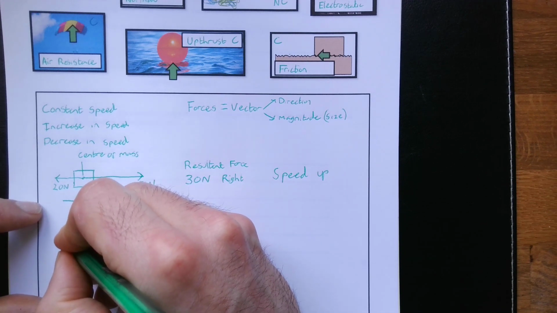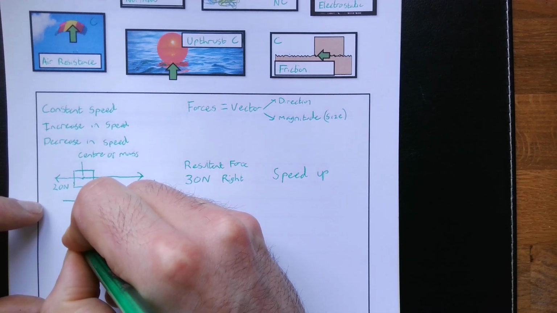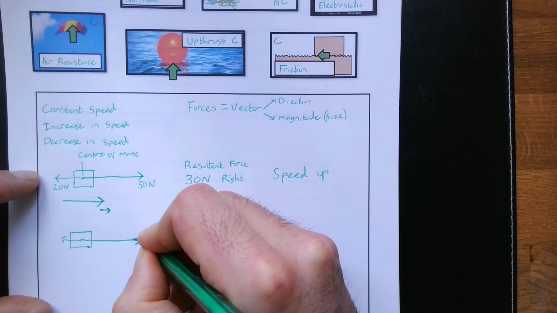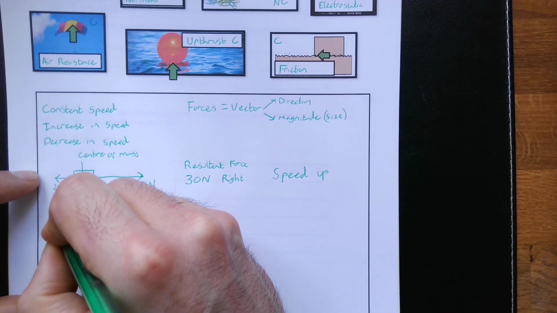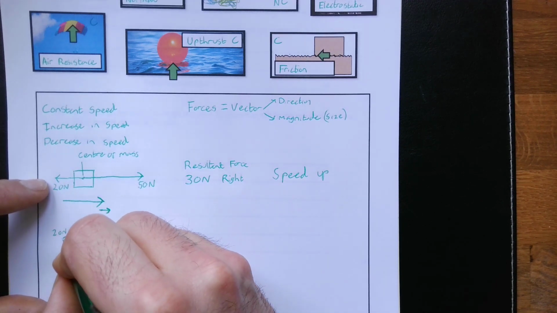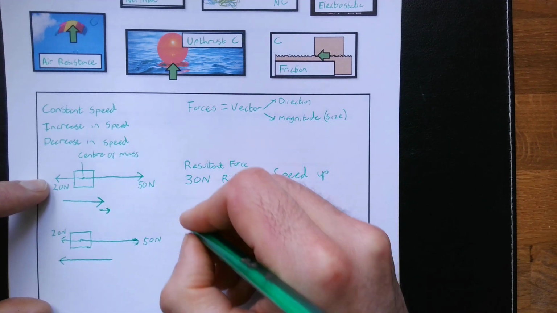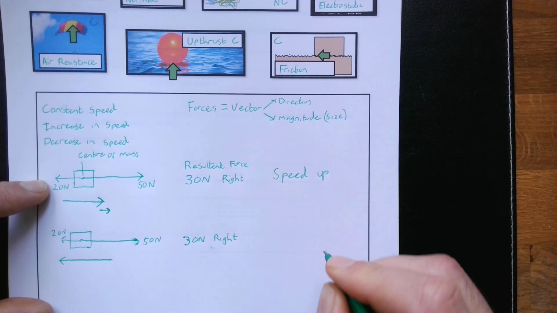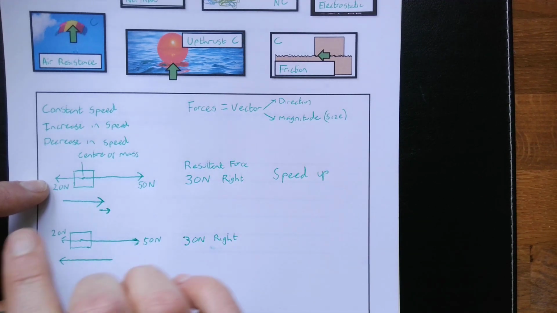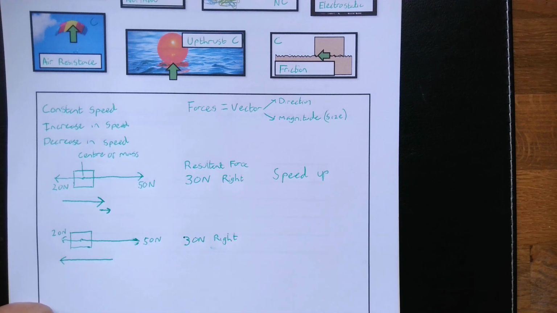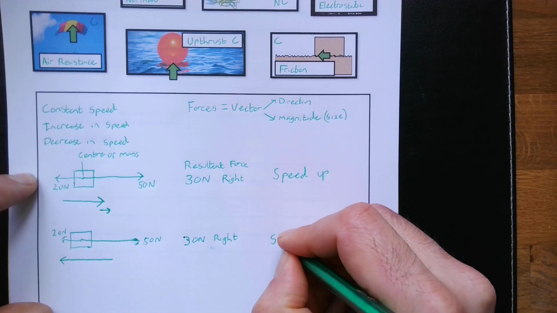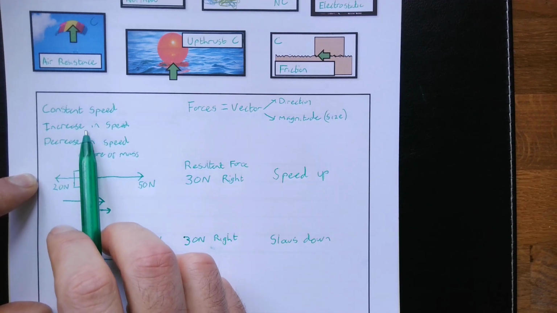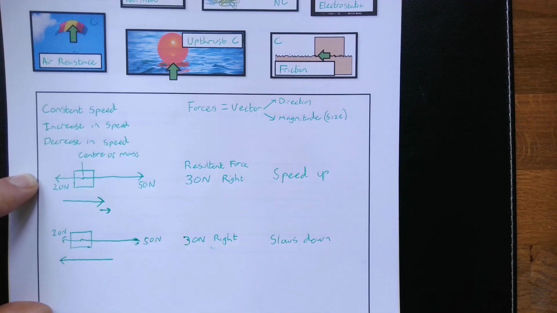Now, if we draw another one, but this time we have the same forces acting on it, 50 newtons to the right, 20 newtons there, but it's moving to the left, okay? We've still got a resultant force of 30 newtons to the right, but the resultant force is working against the direction in which it's moving. So as a result, it slows down. Remember, we're only using these terms. So speeding up meaning increasing in speed, slowing down meaning decreasing in speed.